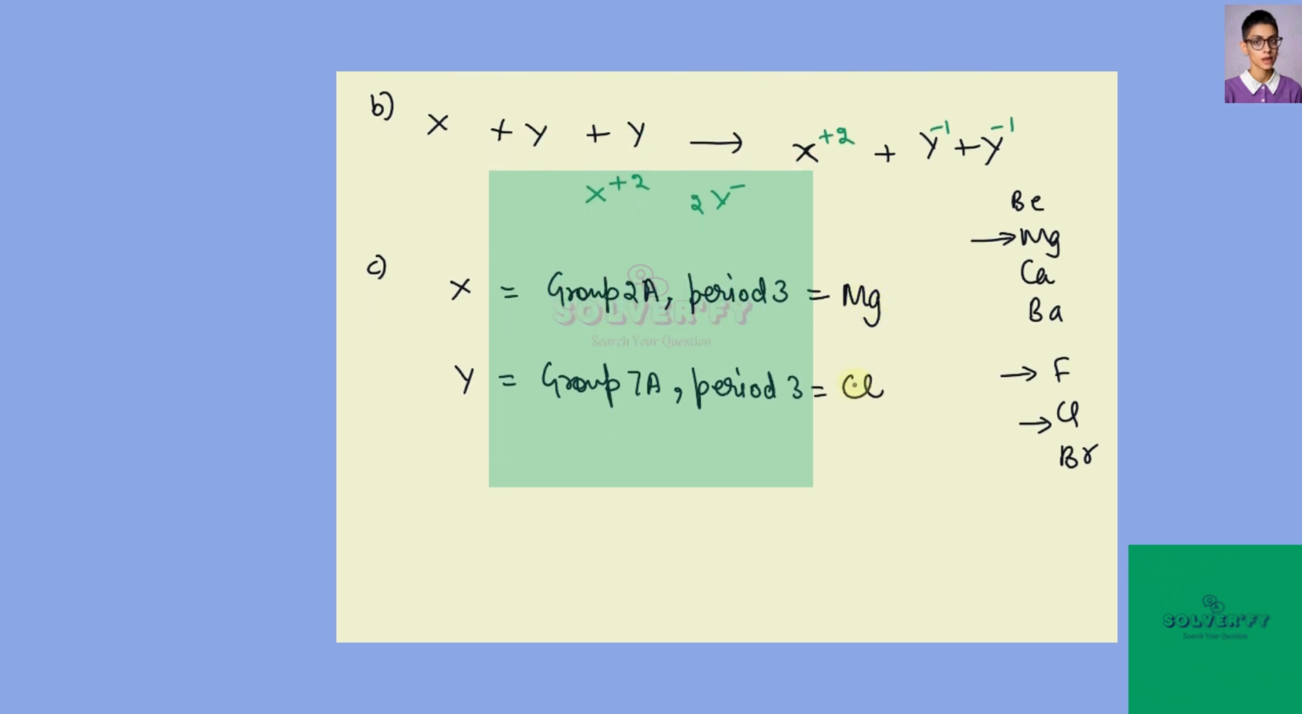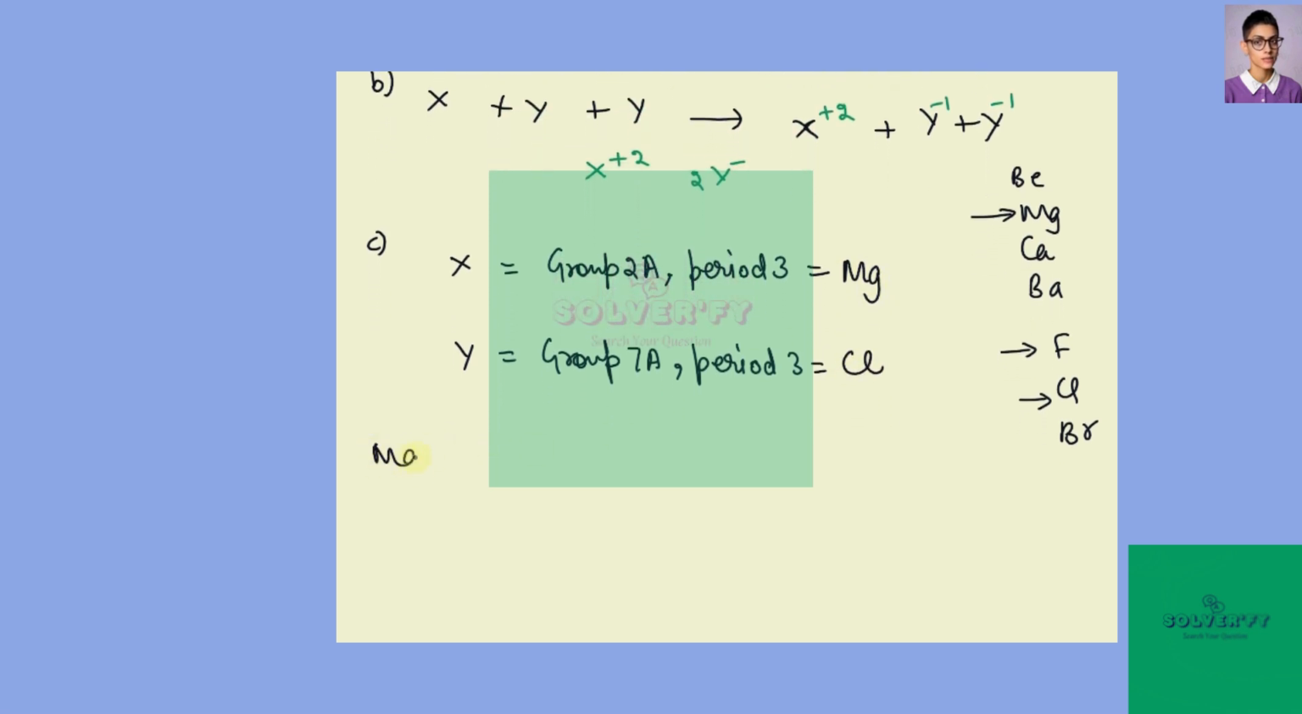Now let's write the electronic configurations. So magnesium is of the third period, so its configuration will be 2, 8, 2. And chlorine is also of the third period. It will contain 7 electrons in the last shell. So its configuration will be 2, 8, 7. These will be the electronic arrangements in X and Y. This was X and this was Y.